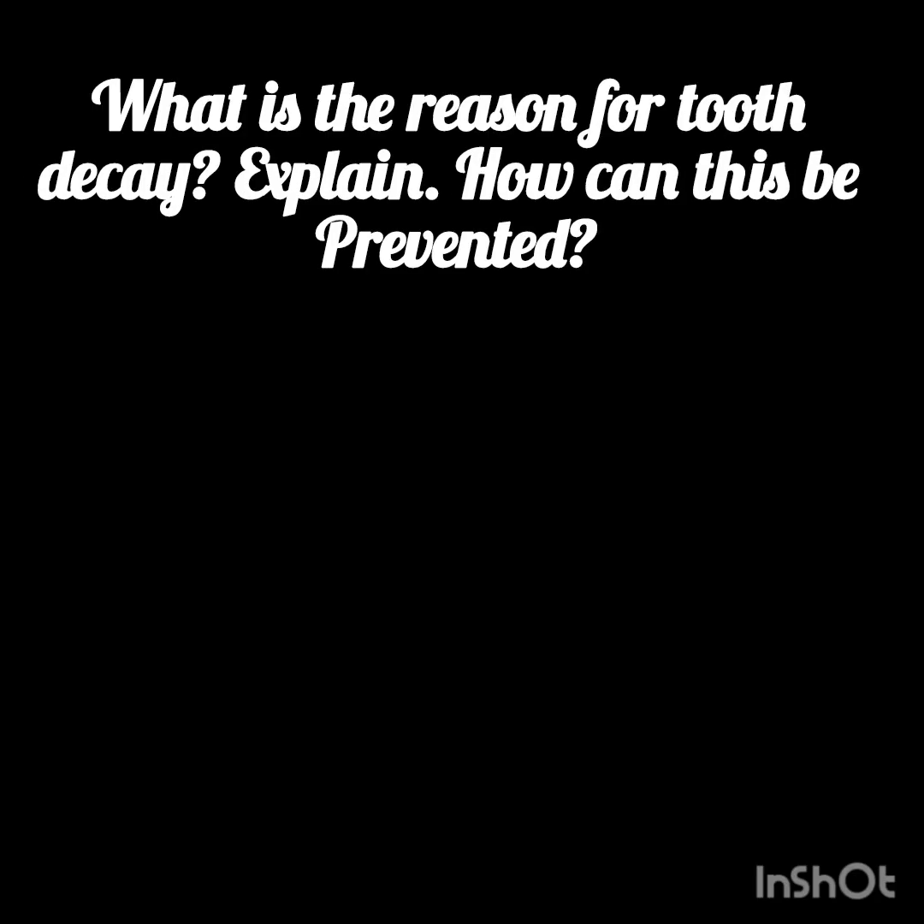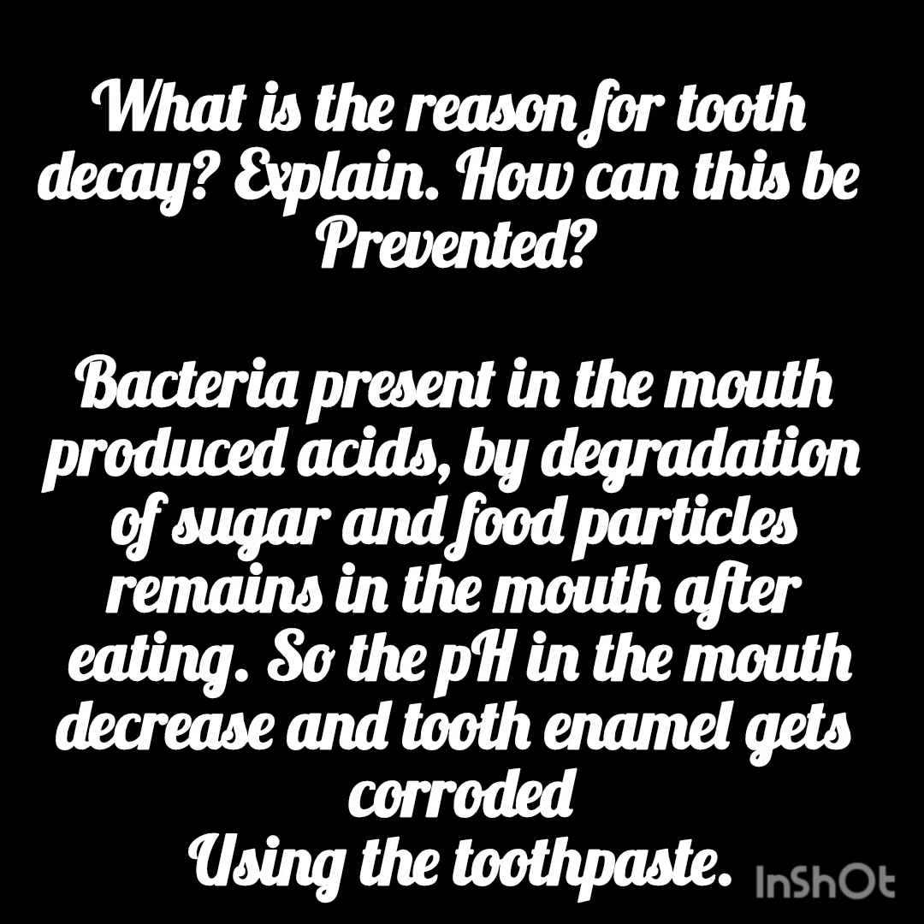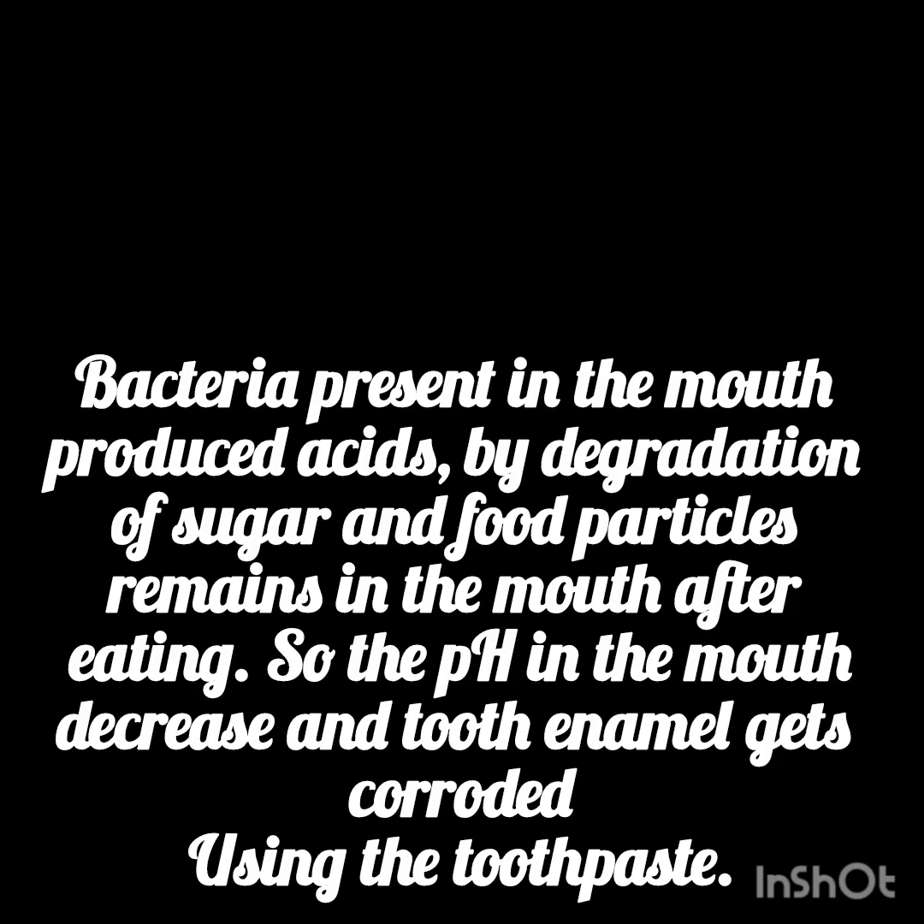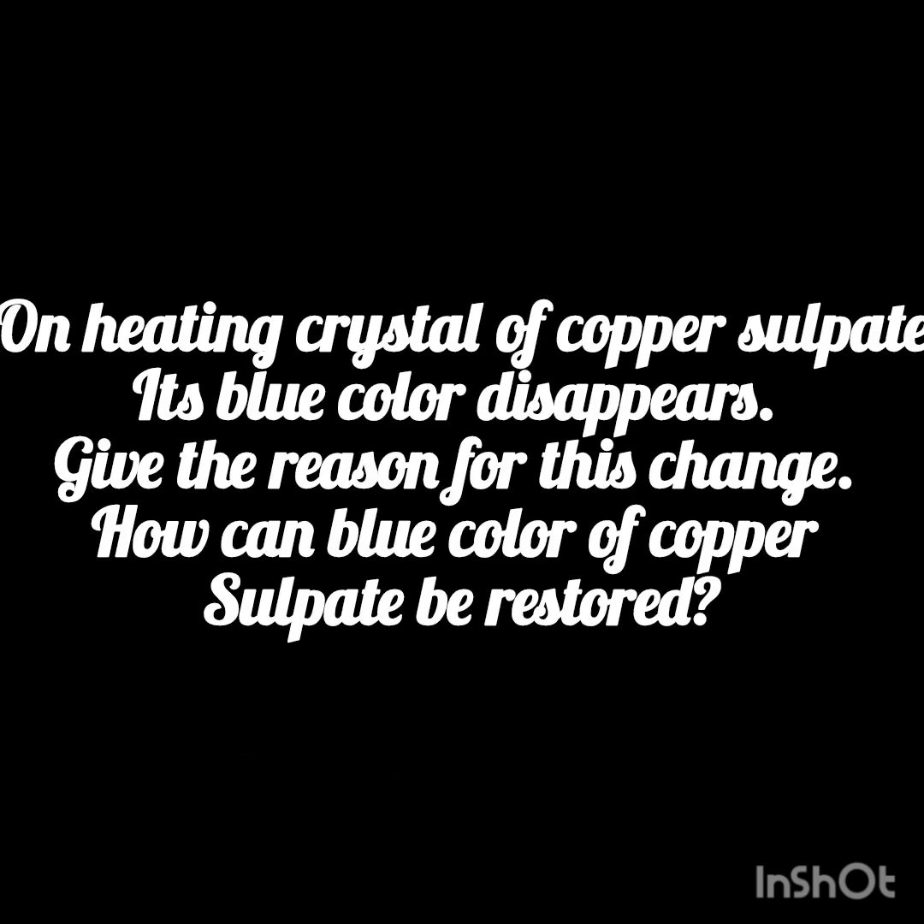What is the reason for tooth decay? Explain. How can this be prevented? Bacteria present in the mouth produce acids by degradation of sugar and food particles remaining in the mouth after eating. So the pH in the mouth decreases and the tooth enamel gets corroded. To prevent this, we have to use toothpaste and brush daily to prevent tooth decay.